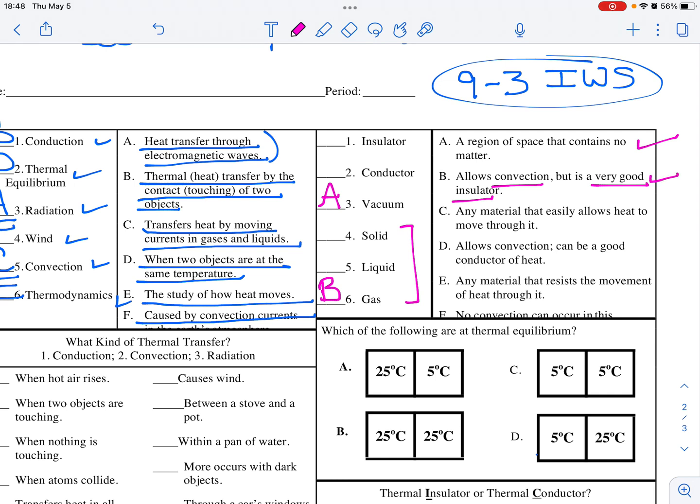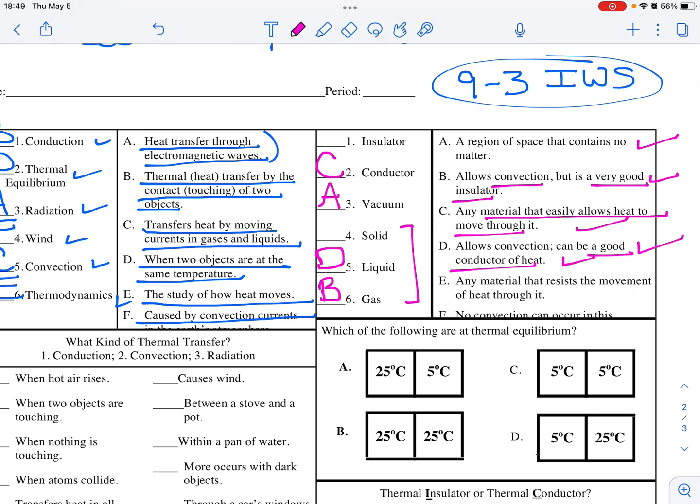For part C, any material that allows heat to move through it easily. That will be a conductor. Now, next, allows convection and can be a good conductor of heat. This will be one of our 2 remaining phases. And of course, the answer is liquid.